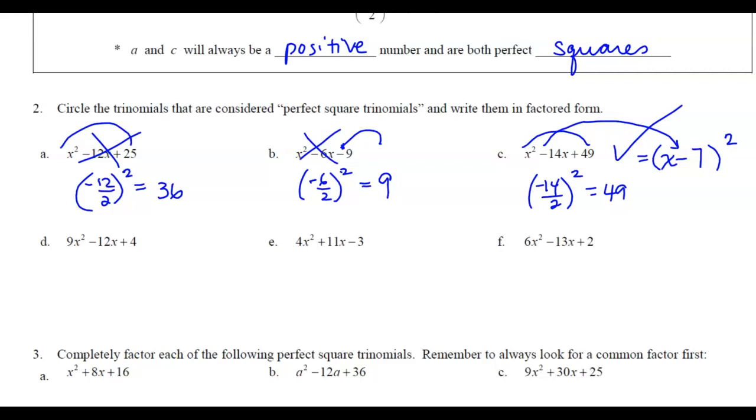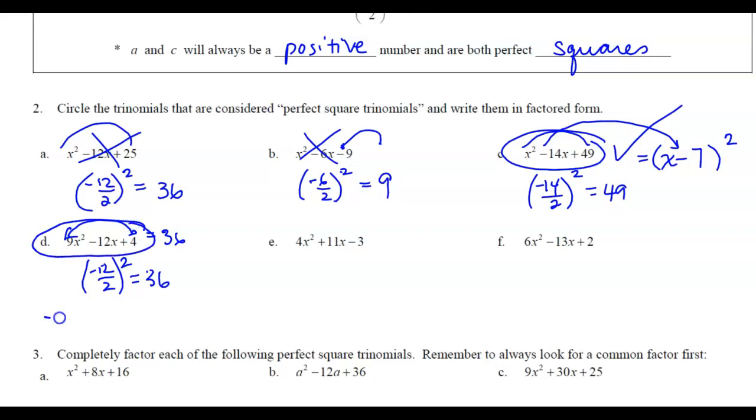Those were all simple trinomials. Next one, okay, so we've got a positive first and last term. So let's take negative 12 divided by 2 and square it. We already did that in the first one. It's 36, right, in A. But now we have to check. Is 9 times 4 36? Yes. So it is. Oh, I guess we're supposed to circle it, right? So I'll circle that, circle this, and then factor it.